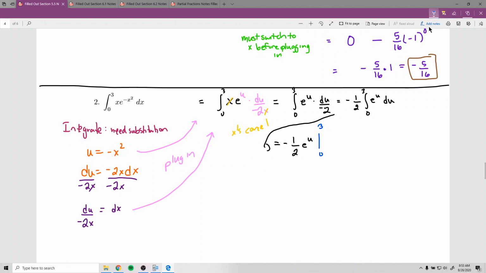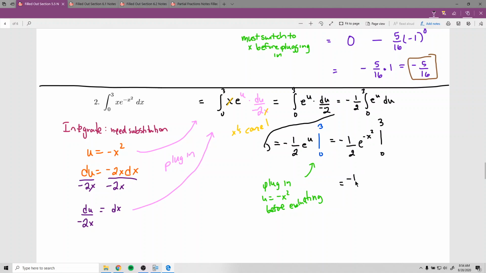Right. But once again, we cannot plug in yet because the original values were for x and this is u. So we must plug in u equals our negative x squared before evaluating. We have negative 1/2 e to the negative x squared, that's what u is, from 0 to 3. And now we can do it and solve.